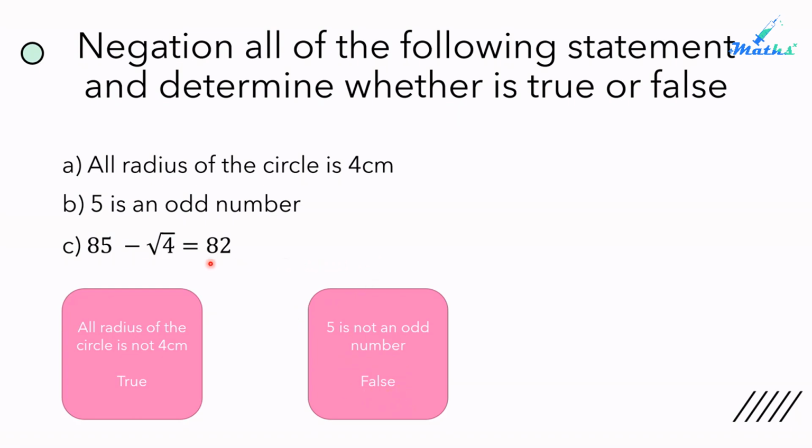The last question is 85 minus square root 4 equal to 82. And when you negate it, it will become 85 minus square root 4 not equal to 82. So it is true.